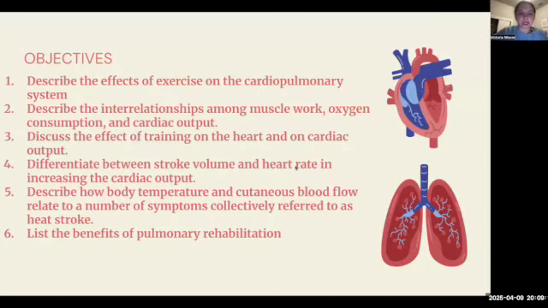We're starting off with the objectives. The first one is to describe the effects of exercise on the cardiopulmonary system. The second is to describe the interrelationships among muscle work, oxygen consumption, and cardiac output. The next is to discuss the effect of training on the heart and on cardiac output. The fourth is to differentiate between stroke volume and heart rate in increasing cardiac output. The fifth is to describe how body temperature and cutaneous blood flow relate to a number of symptoms collectively referred to as heat stroke. And the last is to list all the benefits of pulmonary rehabilitation.